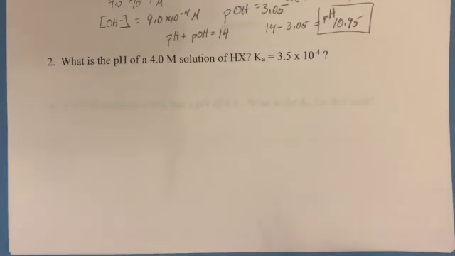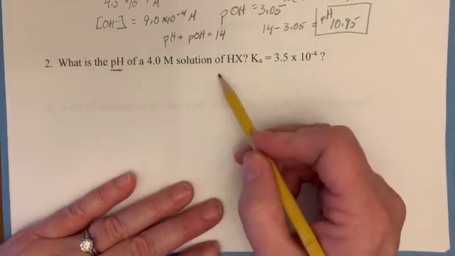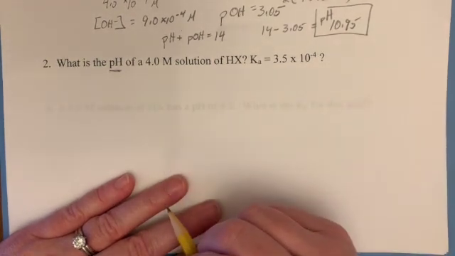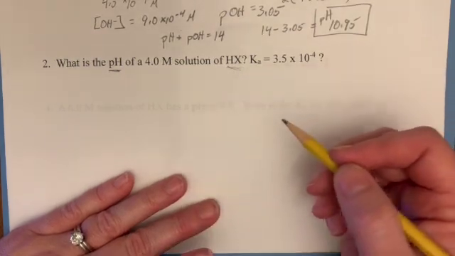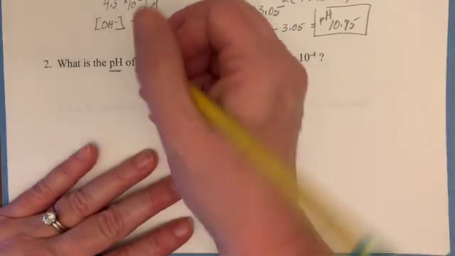Let's take a look at number 2. What is the pH, so that's what we're looking for, of a 4 molar solution of HX when the Ka is 3.5 times 10 to the negative fourth? HX is going to be kind of a generic acid that I give you all the time because it's not real. I can make up the numbers for it.